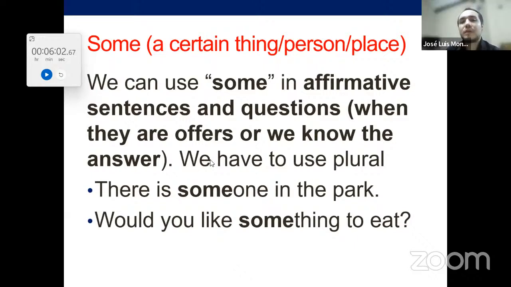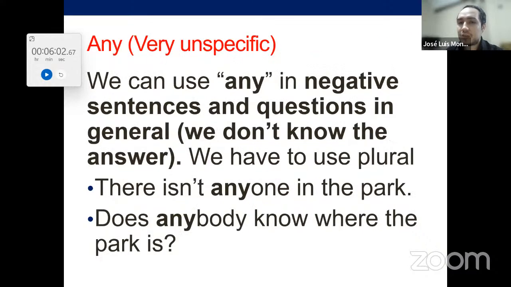So again, some, a certain thing, a certain person, a certain place. There is someone in the park. I don't know who that is. It's only someone, that's enough. And in questions, when you offer things, would you like something to eat? Would you like some coffee? But here, as this is indefinite, something to eat, something to drink. Any, very unspecific. This is going to be for you, please, Daniel. Any, please.